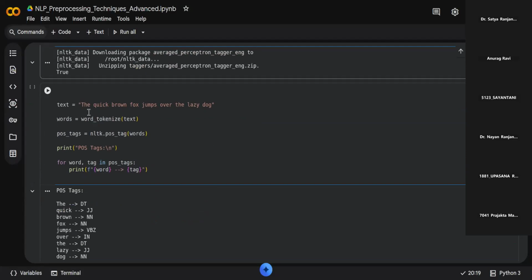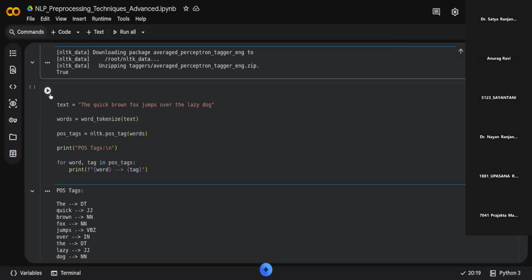Now let's say this is my sentence: the quick brown fox jumps over the lazy dog. First you need to tokenize it, so call word_tokenize, pass the text, and it will return the tokenized words. For each word I have to find the tag, so call nltk.pos_tag and pass the list of words. Automatically it will tag each word and return another list.